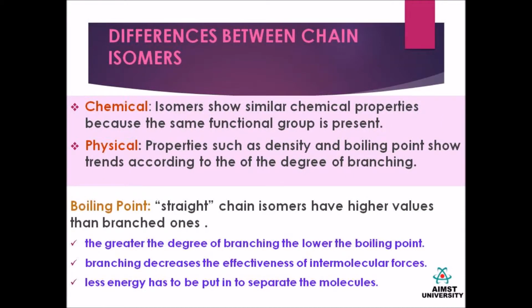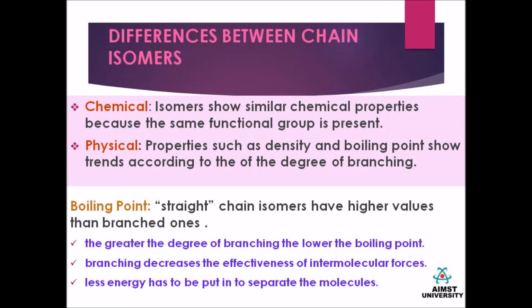Let's see the differences between the chain isomers. Chain isomers have similar chemical properties because they have the same functional group. But chain isomers differ in physical properties like density and boiling point. Boiling point of straight chain isomers is always higher than the branched ones.